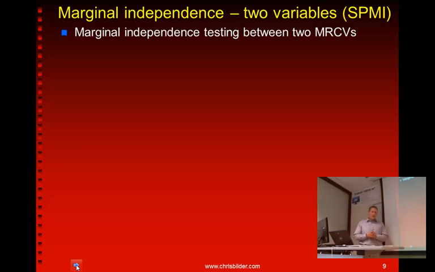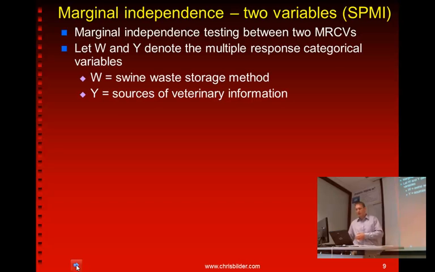So let's start defining some notation, to put this into a context that all of you can better grasp. What does this data look like, and how do we work with the random variables? I want to test for independence between two MRCDs. This is actually a marginal test of independence, and you'll see why as we go along.